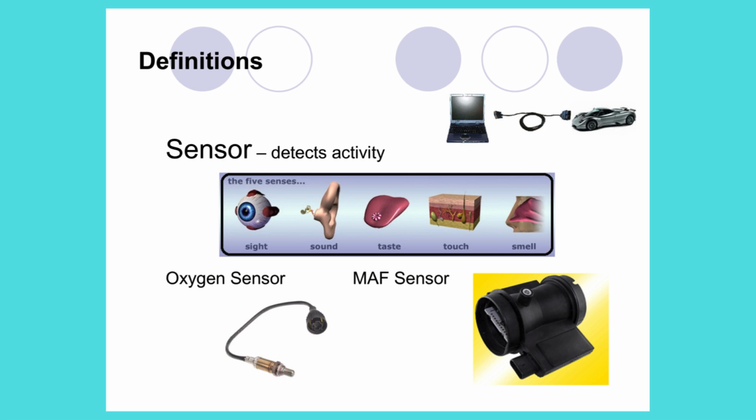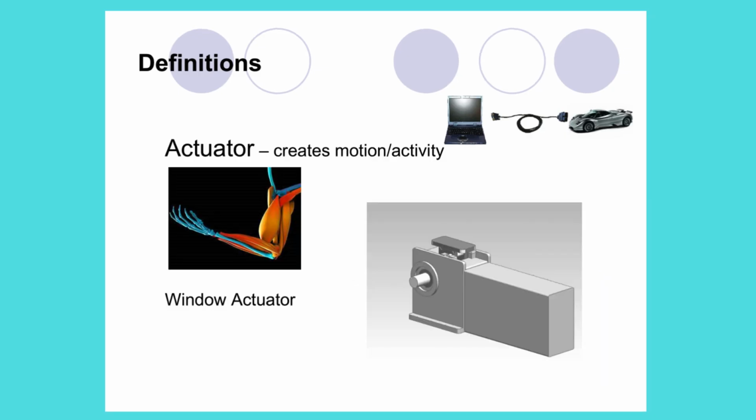Sensors detect activity, similar to our own sensory organs: sight, hearing, taste, feel, and smell. In vehicles, an example is the oxygen sensor. Actuators create motion or activity, like our muscles, or a window actuator or fuel pump in a vehicle.